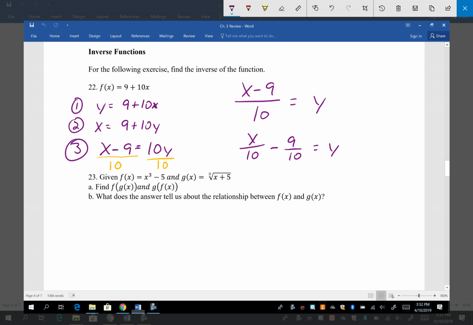What's step 4? If it's a function, you've got to do what Sabrina was saying, and she was saying something like f to the negative 1 power of x. That's called inverse notation. So is this a function? Is this right here a function?